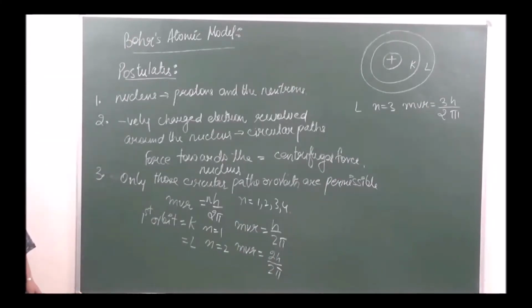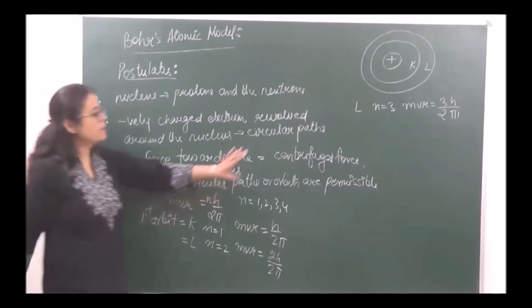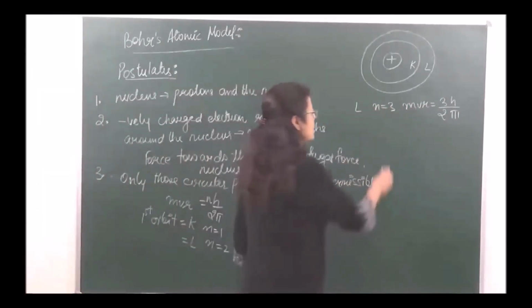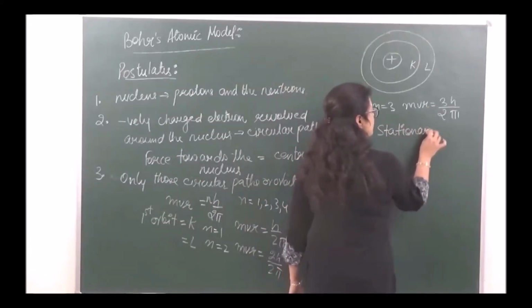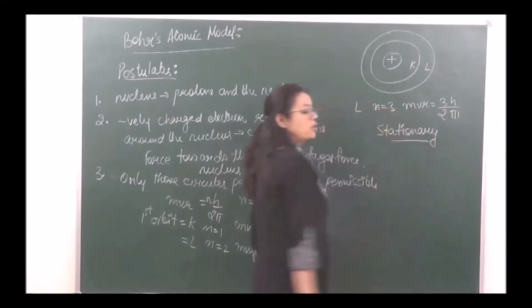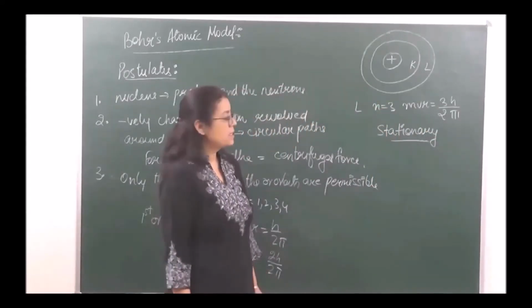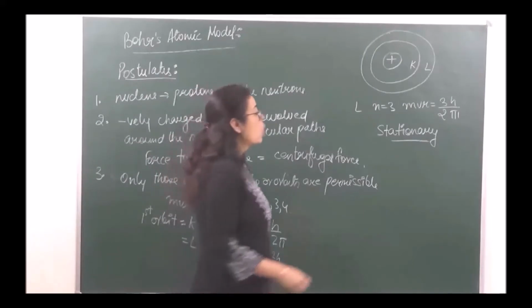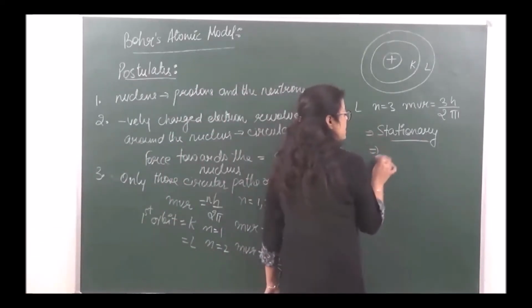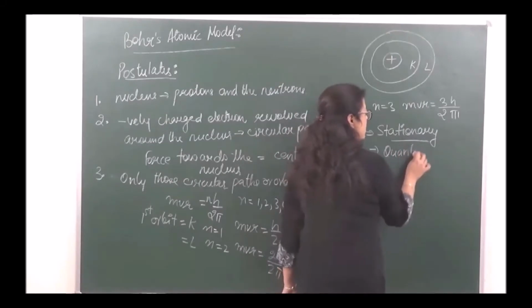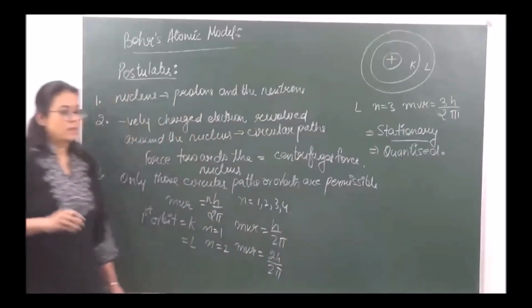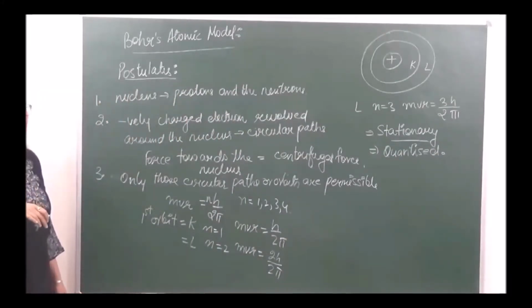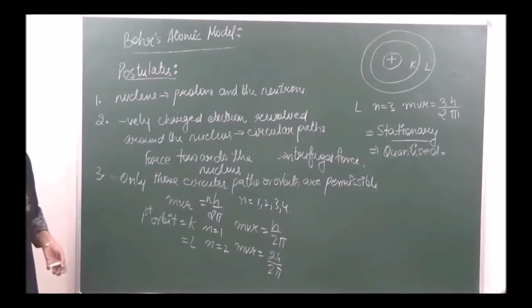Then the fourth one was, as we can see over here, that the values are integral multiples. Therefore, the orbits were also known as stationary orbits. All the permitted orbits were known as stationary orbits, or we say that the angular momentum is quantized. It has a fixed value for each orbit.